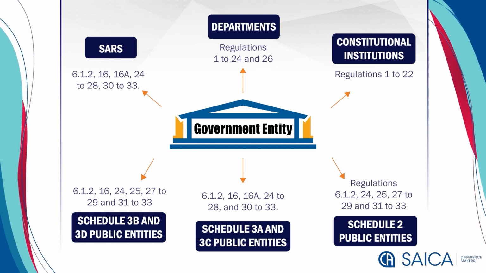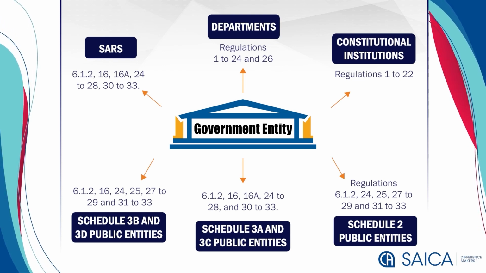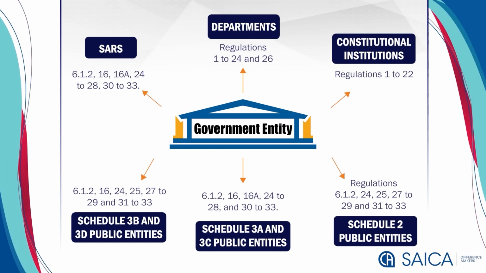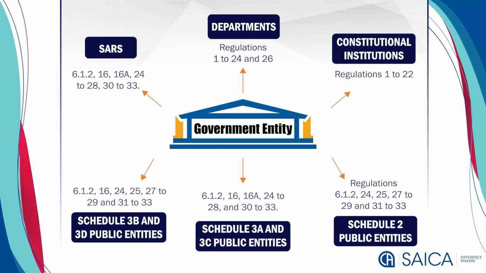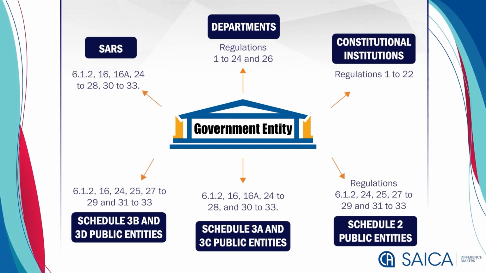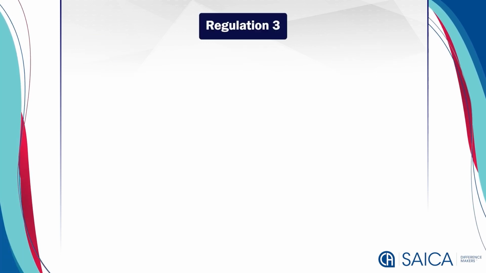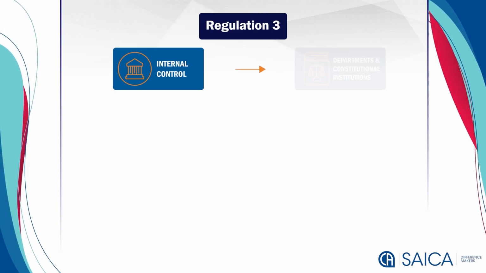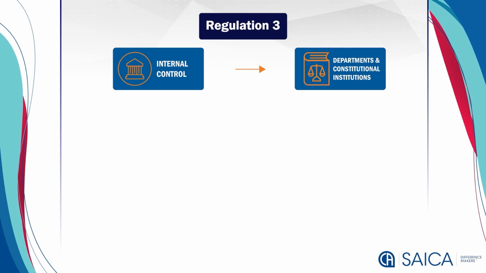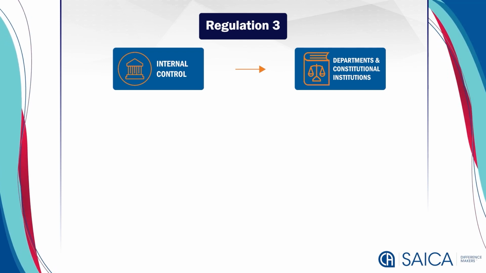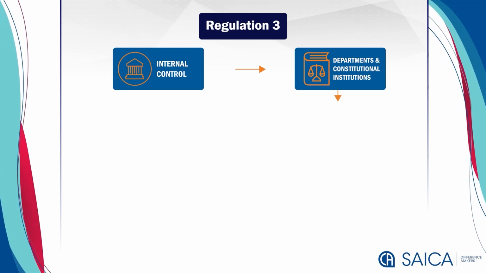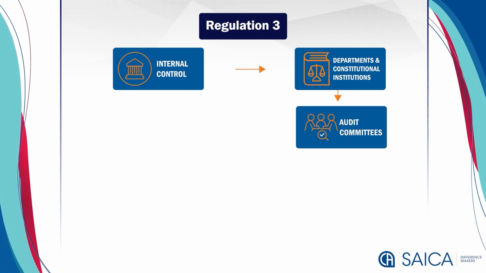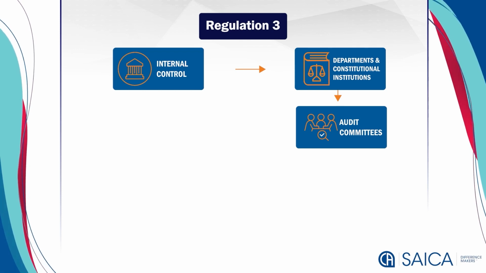This principle is also outlined in the PFMA, where it was discussed that one must understand the types of public entities that are in the schedules of the PFMA, as this determines which of these regulations apply to different types of entities. Regulation 3, titled Internal Control, is applicable to departments and constitutional institutions only and is summarized as follows. This regulation outlines the requirements of audit committees and makes reference to shared audit committees where applicable, which will be at the discretion of the relevant Treasury.